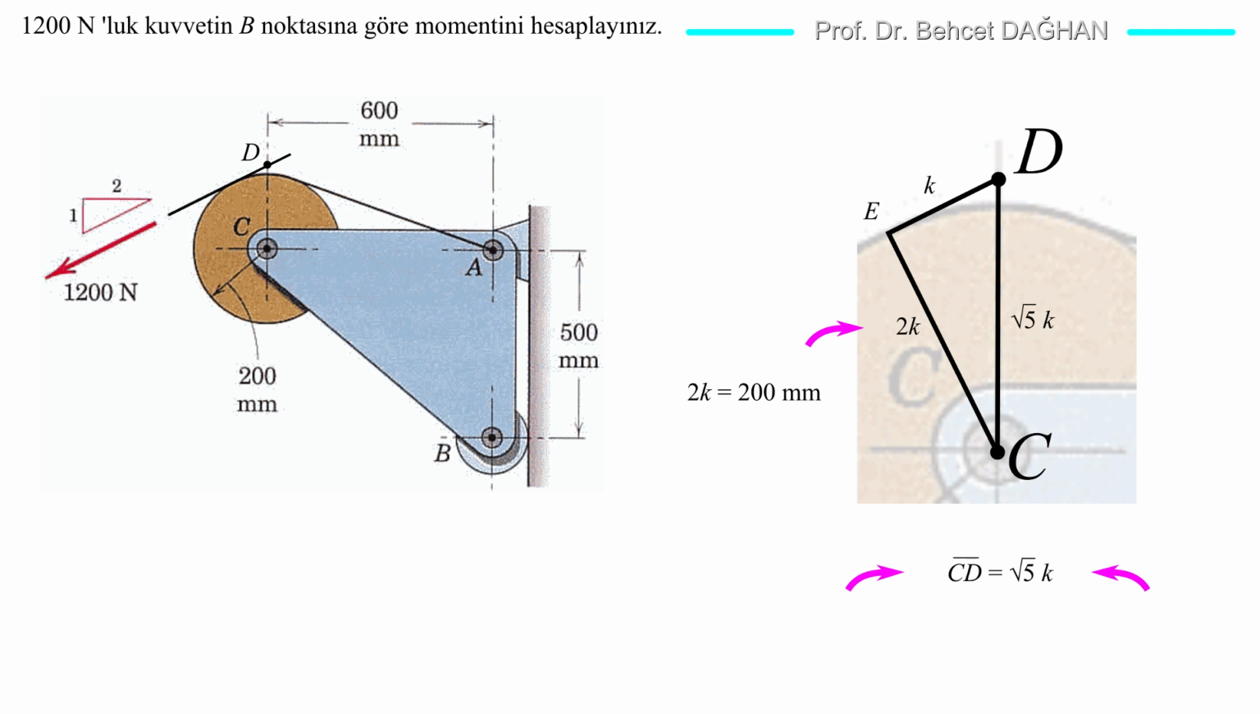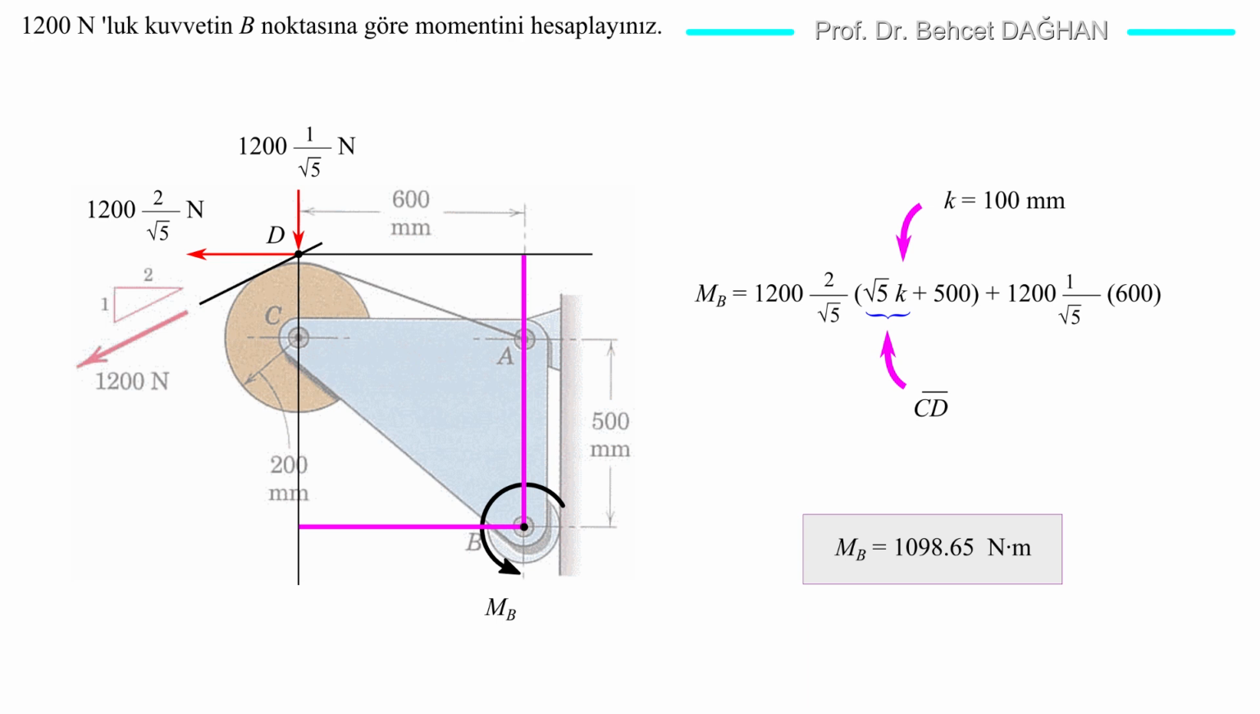The length of 2K is 200 millimeters. It is equal to the radius of the pulley. We need to find square root 5K. K is found as 100 millimeters. Substitute. Square root 5 times 100 millimeters gives the distance CD. Now we can calculate the moment.